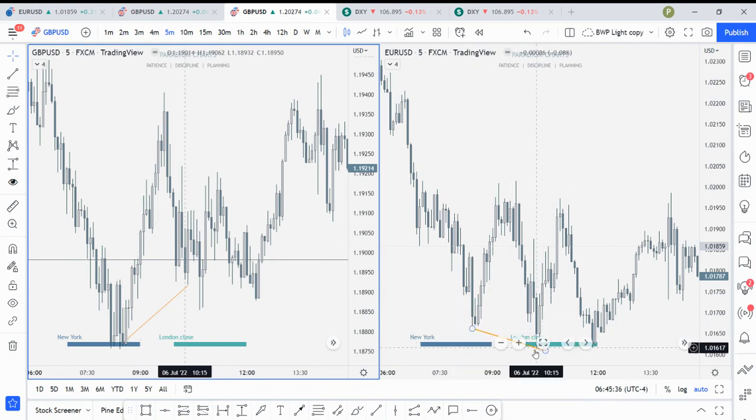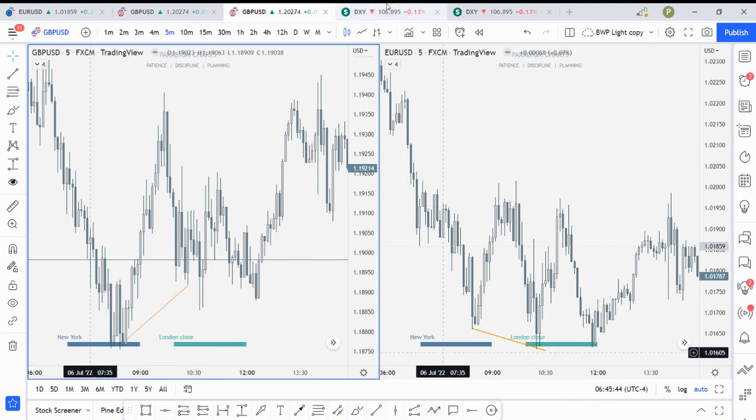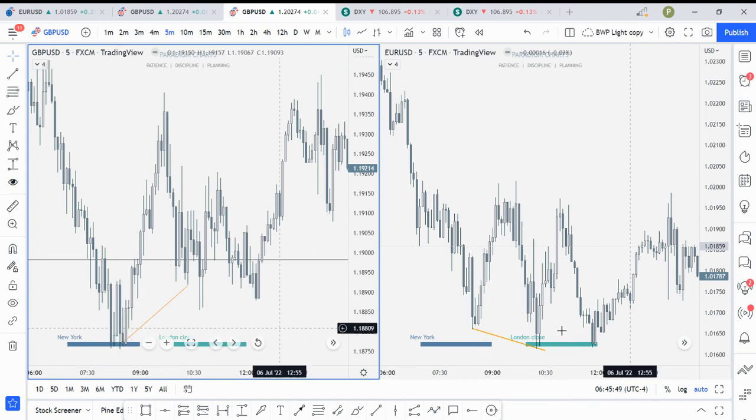Sometimes I buy into the stop hunt and I use like 10-15 pips or more as my stop loss, and I just ride it for 2 or 3 hours. So you can see it's happening. This one is happening inside of the New York Q zone.